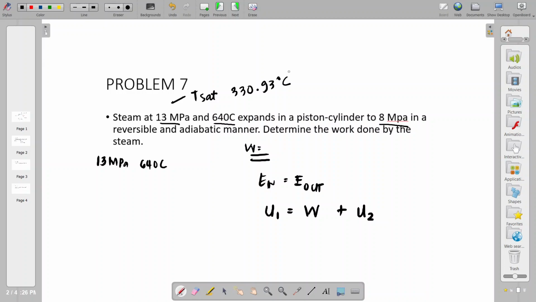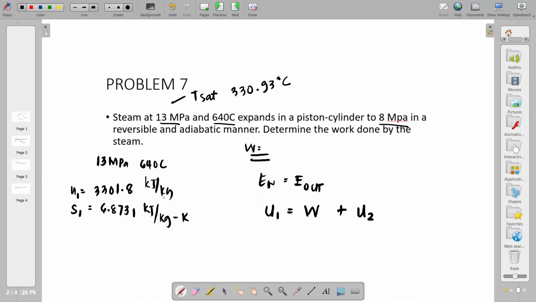Hanapin natin yung 13 MPa at 640C. Okay. Ayan. So, ang titingnan lang natin here is yung U. U1 is equivalent to 3301.8. At syempre yung entropy, this is constant. Okay. Kilojoule per kilogram Kelvin. This is kilojoule per kilogram.